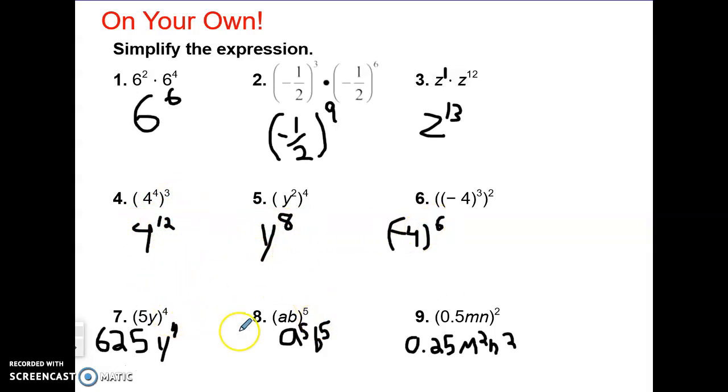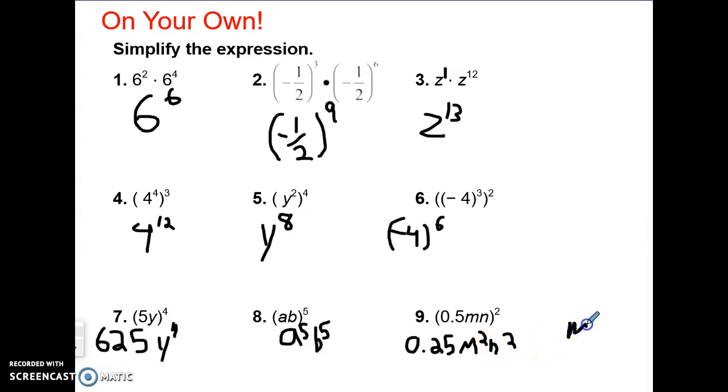On 7, 8, and 9, I had already taken that constant and multiplied it by 4. 5 to the 4th, multiplied to the exponent of 4, is 625 y to the 4th. Then you get a, this one you need to make sure you apply it to both parts, okay? A to the 5th, b to the 5th. And this one, when you make 0.5 squared, you get 0.25, and you have m squared and n squared.